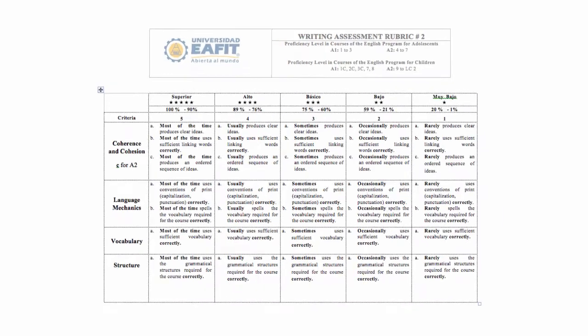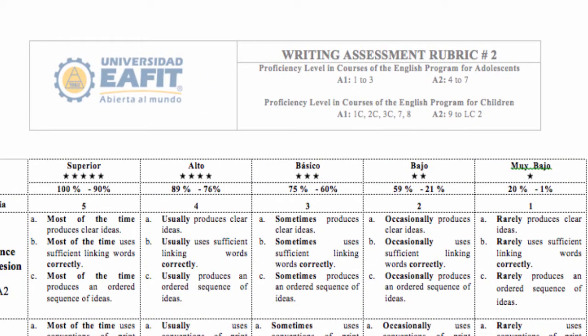Rubric 2. Rubric for children and adolescents at the A1 and A2 Common European Framework levels. Courses included from the children programs are from 1C to 3C, and from 7 to Language and Culture 2. Courses included from the adolescent program are from 1 to 7. This means this rubric is intended for students who already know how to read and write.